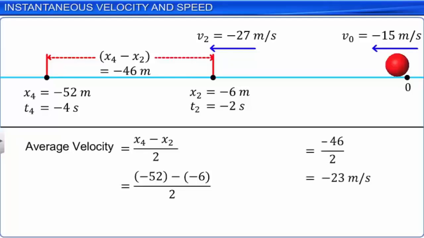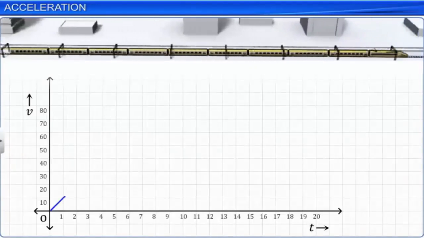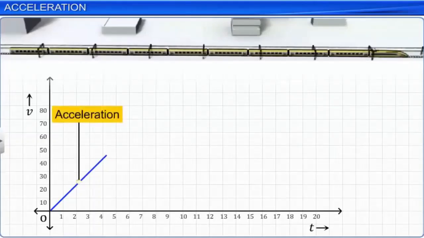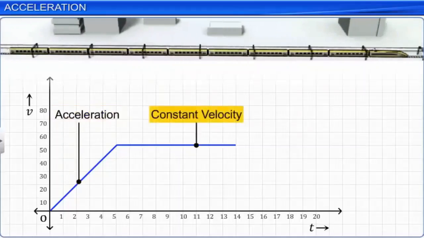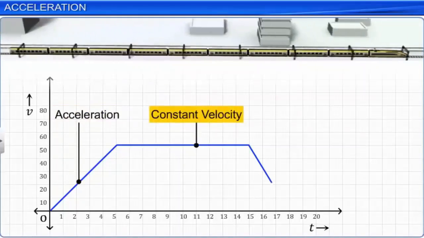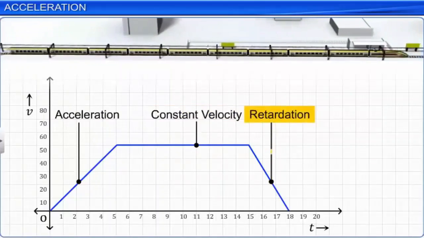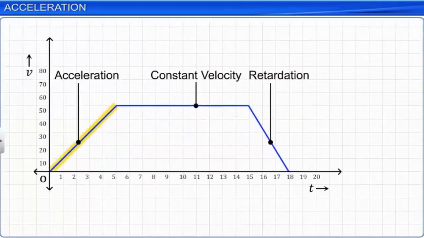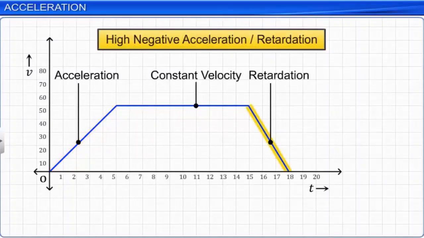When you observe the motion of an electric train, you find the train picks up high speed even before leaving the platform. The train travels at constant high speed until it approaches the next station. There is a sudden drop in speed when it enters the station till it finally stops. The first and the last part of this train's motion has high positive acceleration and very high negative acceleration, or retardation.